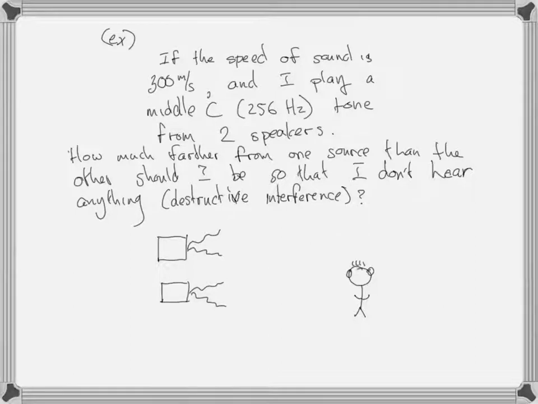Okay, I want to do an interference example. Let's just do a simple one. If the speed of sound is 300 meters per second and I play a middle C, a 256 hertz tone, so a pure tone, from two speakers, how much farther from one source, from one speaker, should I be relative to the other so that I don't hear anything, so that I get completely destructive interference?